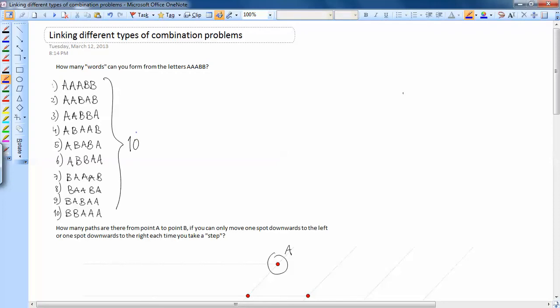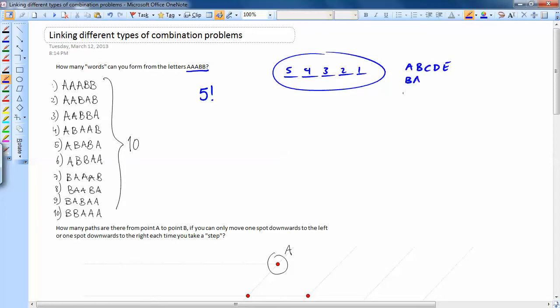The formula for it, though, is if all these letters were different, each unique, then I'd have this many ways of coming up with words because I'd have 5 choices for the first letter, 4 for the second, 3 for the third, and so on, 2 and 1. So 5, 4, 3, 2, 1. The only problem with this is that I've got some of the same letters in there. This would be like if I had words like A, B, C, D, E, and B, A, C, D, E, stuff like that.